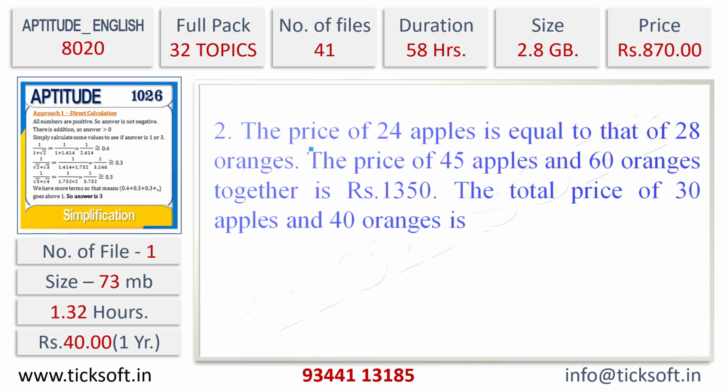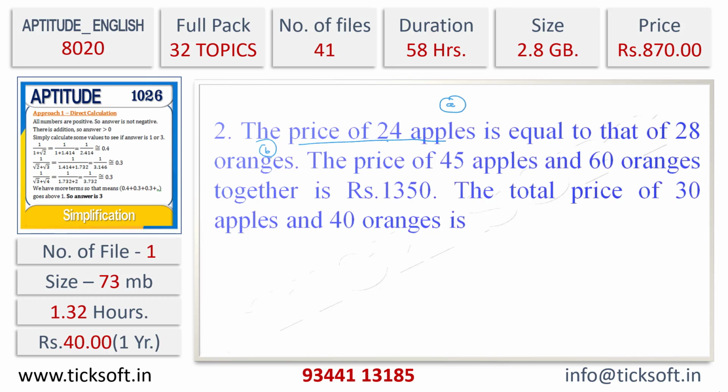And now the second question is, the price of 24 apples is equal to that of 28 oranges. The price of 45 apples and 60 oranges together is rupees 1350. Then the total price of 30 apples and 40 oranges is. So here this problem is similar to the previous problem. So here also we are going to take the price of one apple be A and the price of one orange be B.